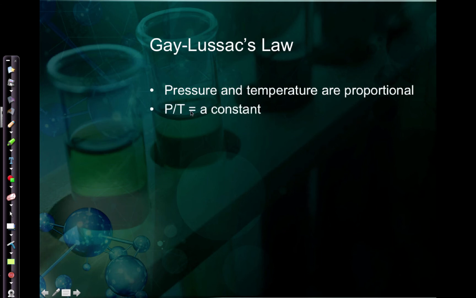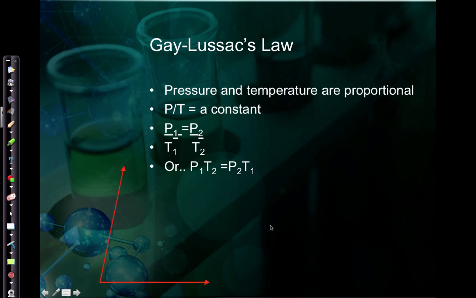So again, you can take the pressure of any gas divided by the temperature at that temperature and get a constant. So you have another equation. And you should have a direct relationship, so it should be like a straight line. Here pressure will be on the y-axis, and then temperature will be on the x-axis.